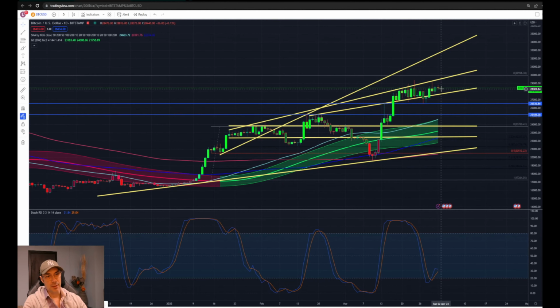So what does that mean? That means that for as long as we're bouncing in this upsloping channel, the probability of us breaking upwards is higher than going downwards. But we're going to give you the two scenarios. If we break up, the longer this takes, the higher we'll be going, and the higher we'll be coming back to test.